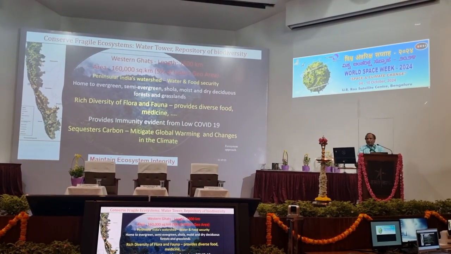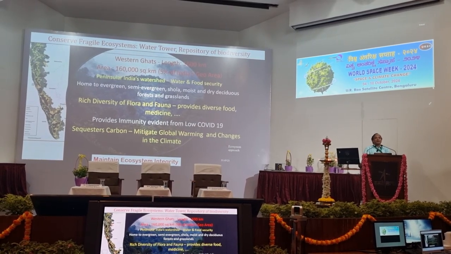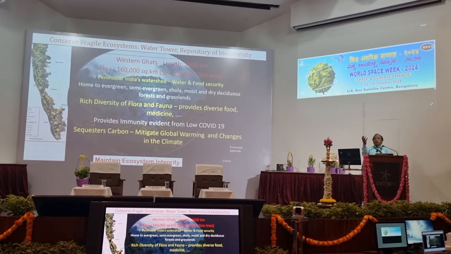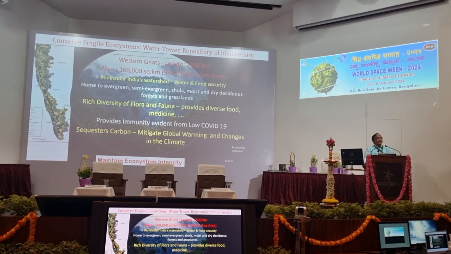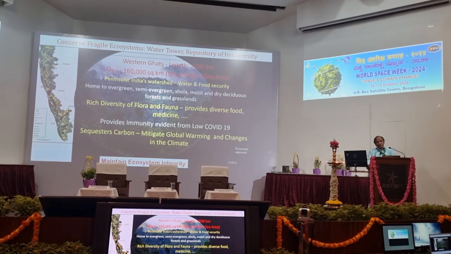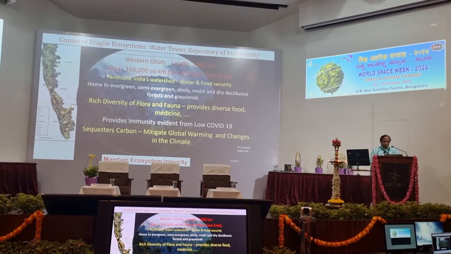And in this 5% of India's geographical area, I have 100 plus rivers which are perennial. Because of these 100 plus perennial rivers, I have the water. Because of that water, there is water security in peninsular India. Because of water security, I have food security. That means Western Ghats gives us water, Western Ghats gives us the food.